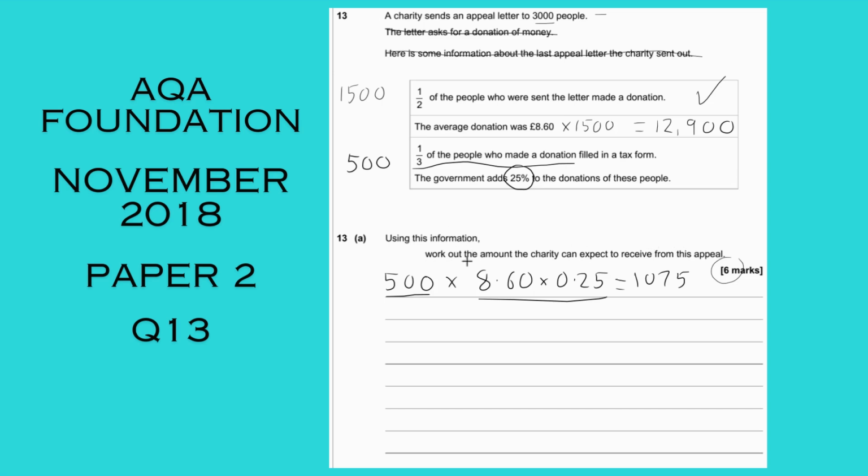Now we can actually read the question. Using this info, work out the amount the charity can expect to receive. So we've got all the information we're looking for. £12,900 from the people, £1,075 from the government. Add those two together. £13,975.